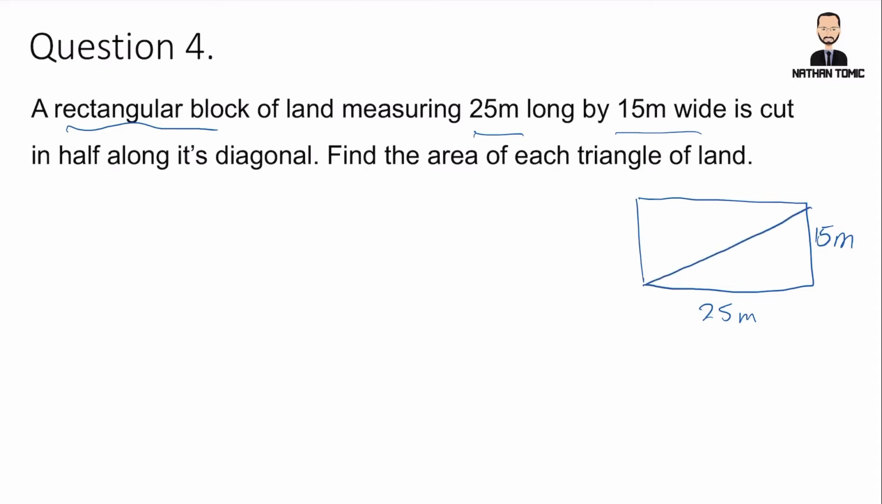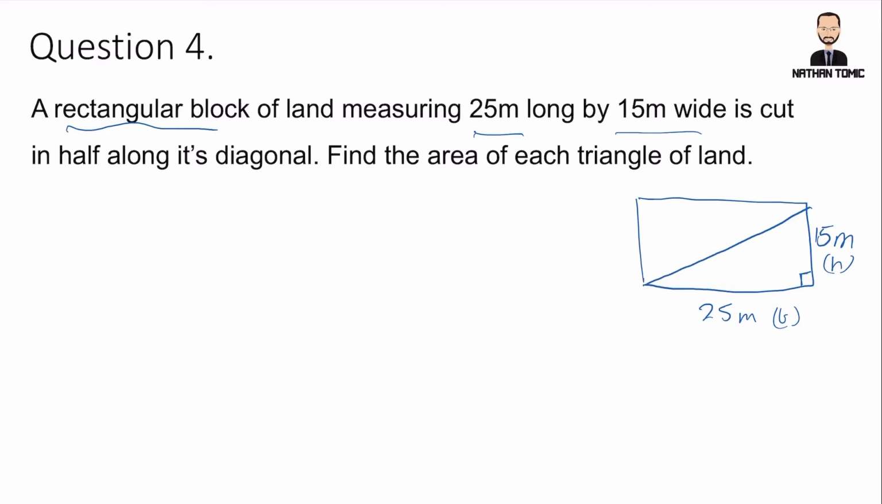Okay, so there we have something that we can now see: we have two triangles. There's a triangle at the top and a triangle at the bottom. Find the area of each triangle of land. So we now have a base here, and this becomes our height, because here is our perpendicular or 90-degree angle.